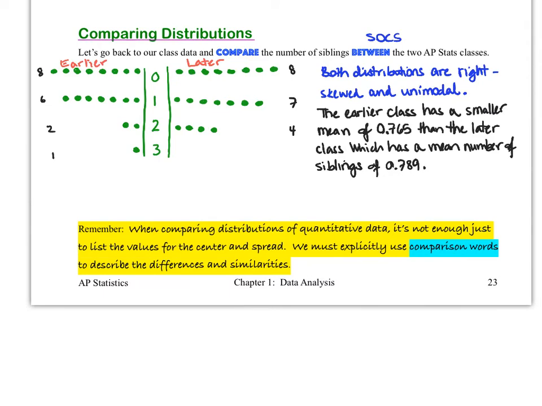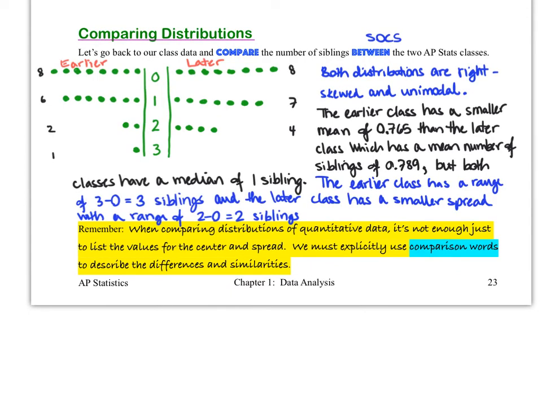When we calculate the mean values of both, we see that the earlier class has a smaller mean compared with the later class that has a larger mean. We include the comparison words, but we also include the numbers. In this case, it's noteworthy that both classes have the same median of 1 sibling, so we include that information as well. Last of all, we're going to include information about spread. Since we haven't talked about the other measures of spread, we will only include information about the range, saying that the later class has a smaller range or the earlier class has a larger range. Either one of those use the comparison words. We also once again include the numbers.